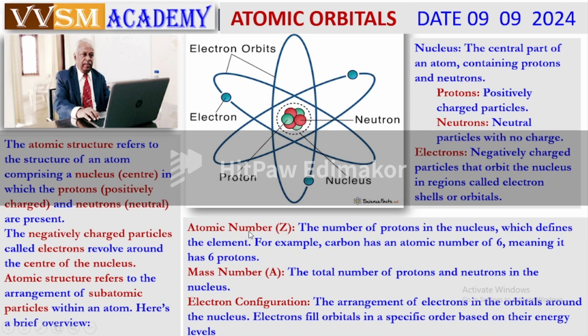Atomic number, represented by the letter Z, is the number of protons in the nucleus, which defines the element. For example, carbon has an atomic number 6, meaning it has 6 protons. Mass number, A, is the total number of protons and neutrons in the nucleus. Electronic configuration is the arrangement of electrons in the orbits around the nucleus. Electrons fill orbitals in a specific order based on their energy levels.